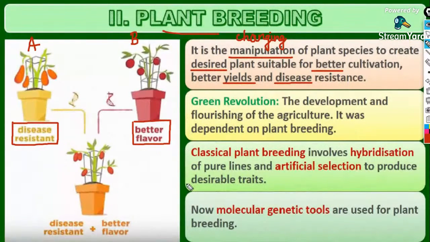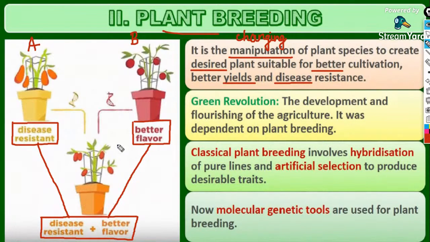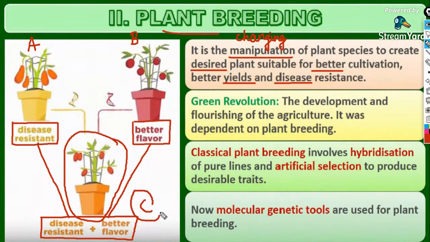When you are manipulating the DNA or making out a new breed by combining the genes of these two plants, you will get a plant which is of the high quality, combined quality of the two different breeds, that is the disease resistant and the better flavor. So you will get a suitable plant or the product from this, which is known as the hybrid plant or the hybrid variety.